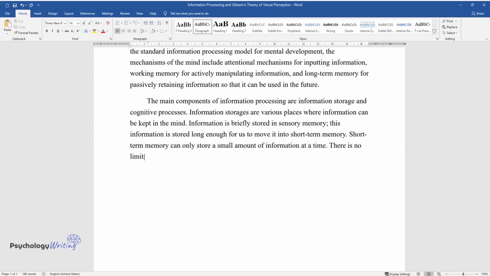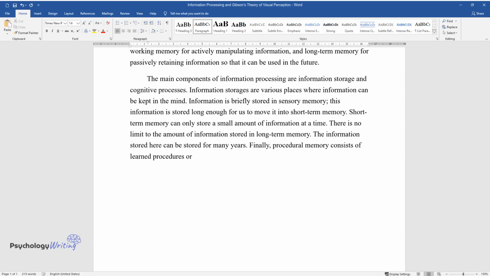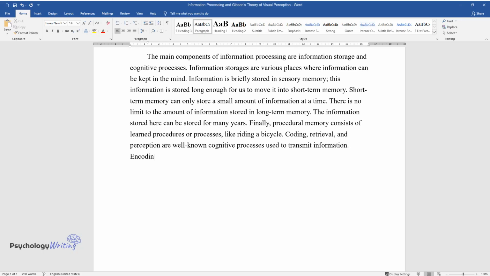There is no limit to the amount of information stored in long-term memory. The information stored here can be stored for many years. Finally, procedural memory consists of learned procedures or processes, like riding a bicycle. Coding, retrieval, and perception are well-known cognitive processes used to transmit information.